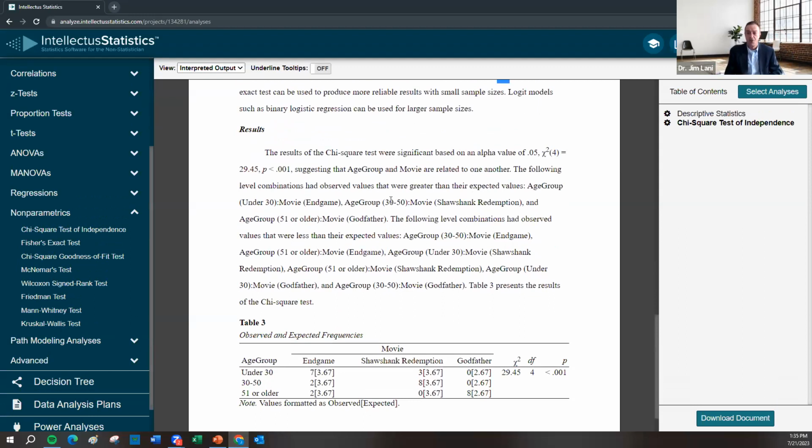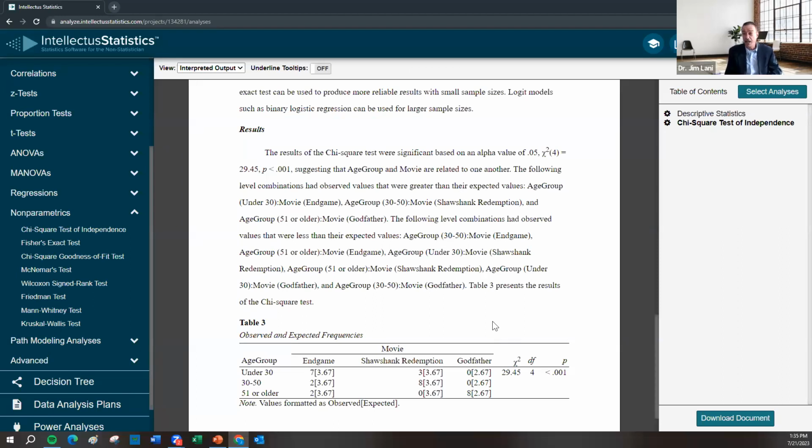So the results of the chi-square. Are movie and age group related, or are these things independent? That's the question. Here we can see that there was a significant relationship between movie and age group. This is a way of reporting it: the chi-square value is 29.45, and the p-value suggests that age group and movie are related. For those of you who have never seen a statistical package in your life, or those that have, it is very novel to have an interpretation of that significant chi-square value.